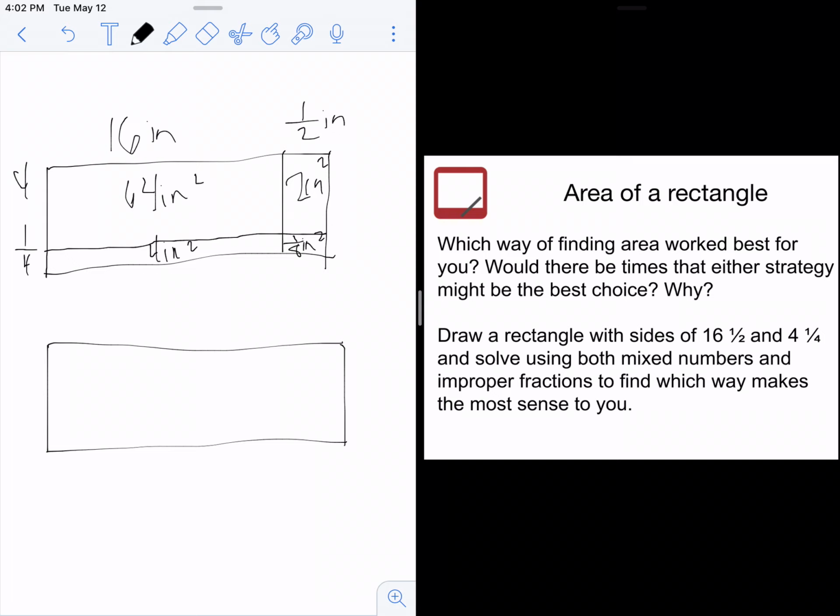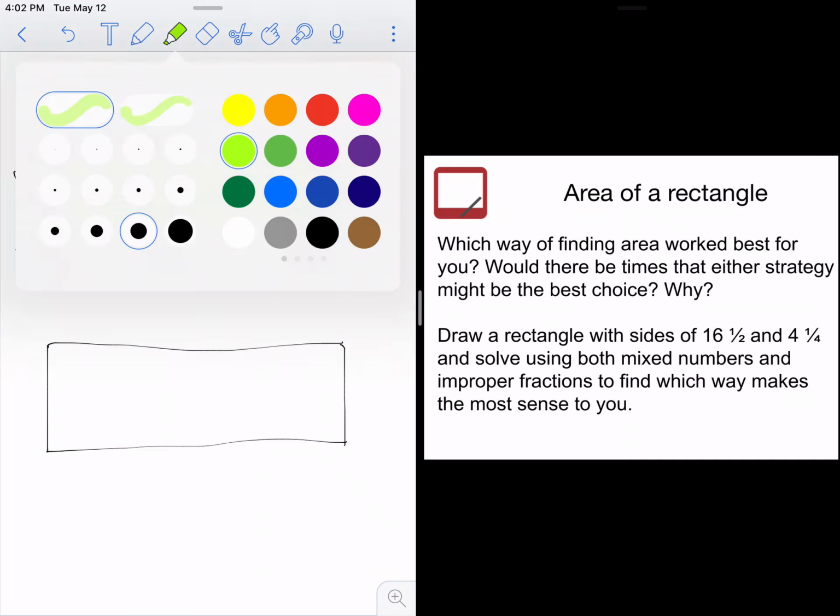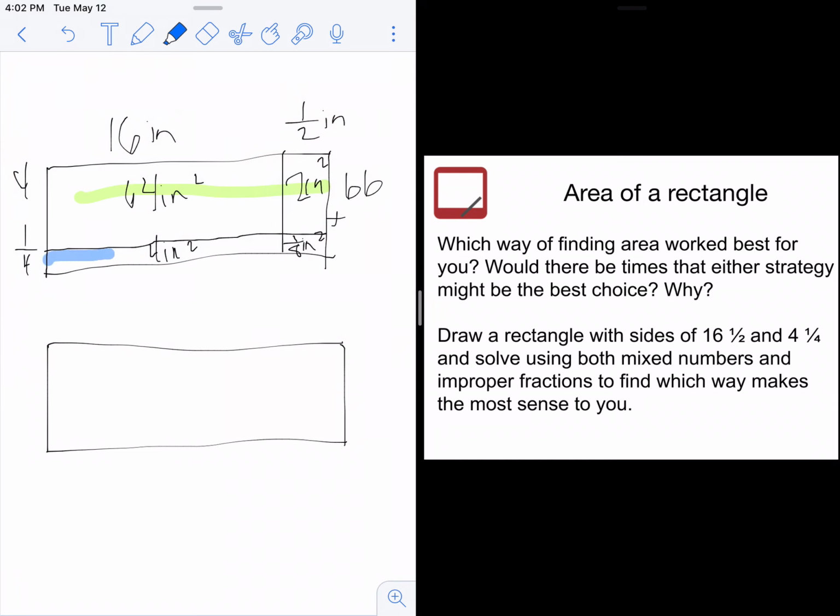And then when you add those together, I just kind of add the top here. So 64 plus 2 is 66, plus, and then we can add the bottom here, which is 4 1/8. So 66 plus 4 1/8 gives us a total of 70 1/8 inches squared. So that's the area model.